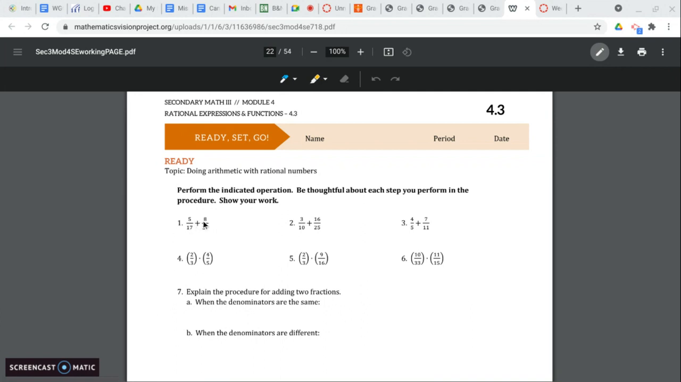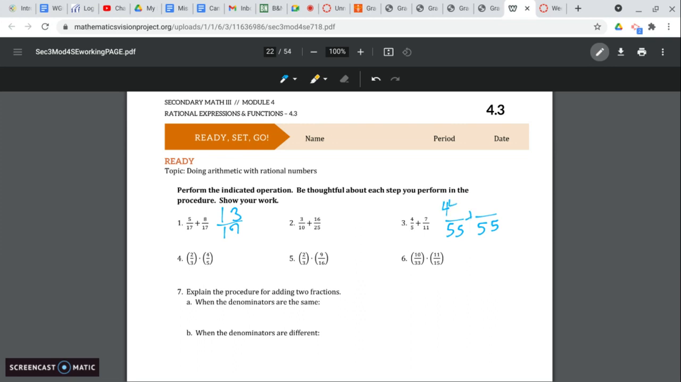8 plus 5 is 13. So our answer would be 13/17. Now, in the case of number 3, we have 4/5 and 7/11. We have to change the denominator. We have to find a common denominator. So a common denominator between these would be 55. So 5 times 11 gives us 55.